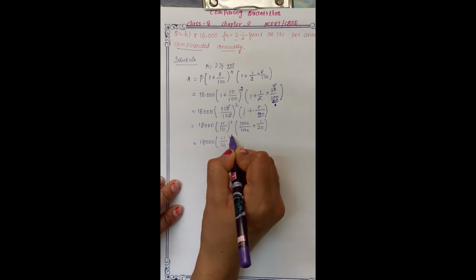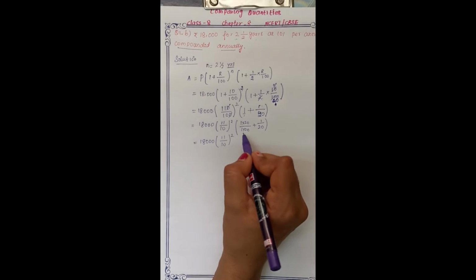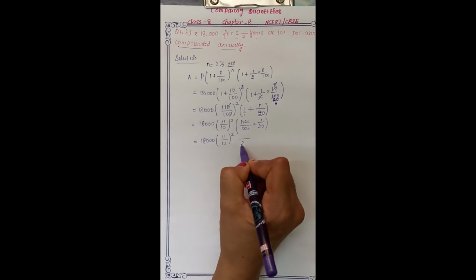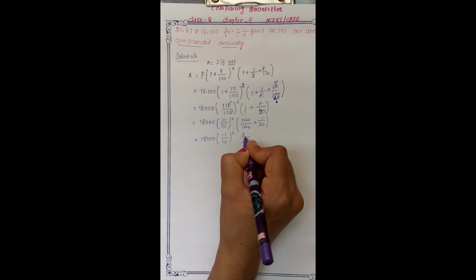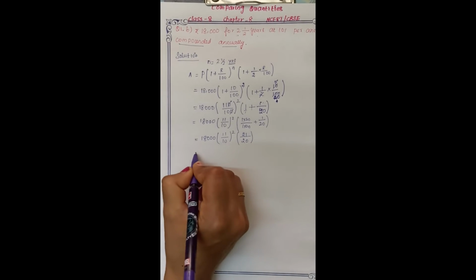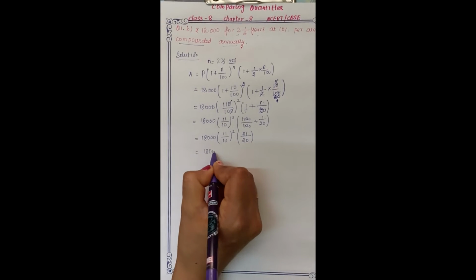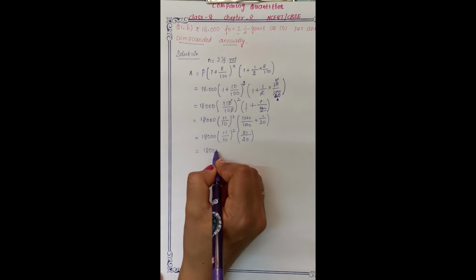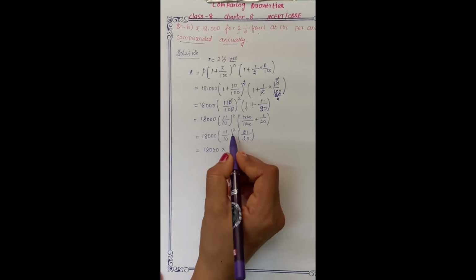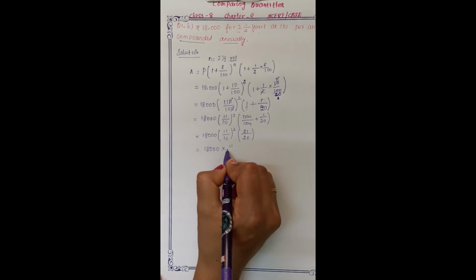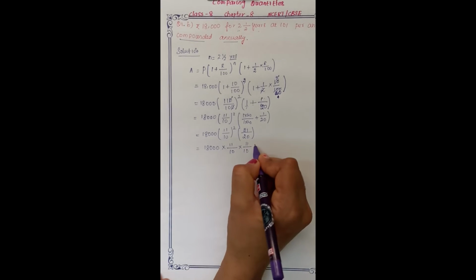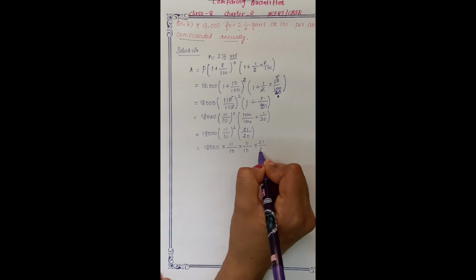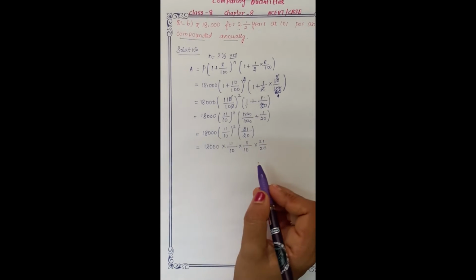(11/10) the whole square. So here the denominators are same. So take 20. Here we have 20 plus 1, 21. Now 18,000. So here we have square, we need to write 2 times: 11 by 10, 11 by 10, 21 by 20.